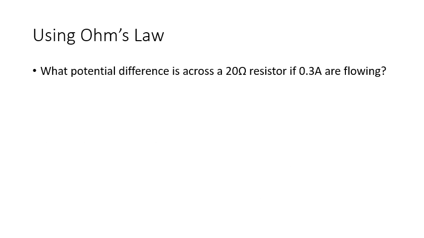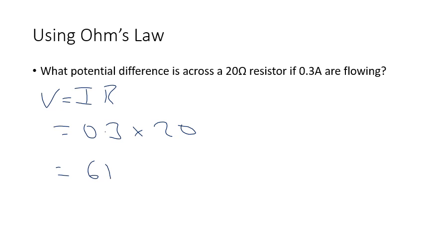Okay, quick look at the examples for the maths. What's the potential difference across a 20 ohm resistor if there is 0.3 of an amp flowing? Well, we write down Ohm's law. I've got a pen here. V equals IR. And I is 0.3 and R is 20. Therefore, our answer is 6 volts. Looks like there's only one significant figure, so 6 is correct. Okay, very straightforward.